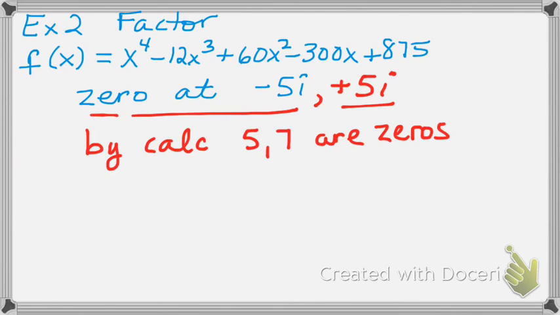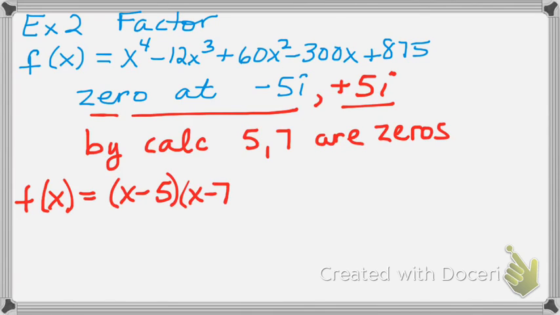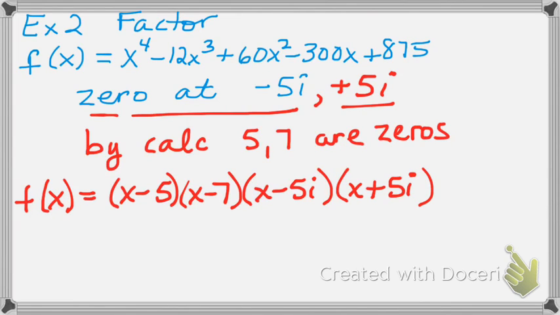this one's super easy because I'm letting you use a calculator to write in factored form. We have x minus 5, x minus 7, x minus 5i, and x plus 5i. And once again, you want to check your leading term. My leading term does not have a coefficient on it, so when I multiply x times x times x times x, I should get x to the fourth, and we'll be fine. Does that make sense? Okay, great.